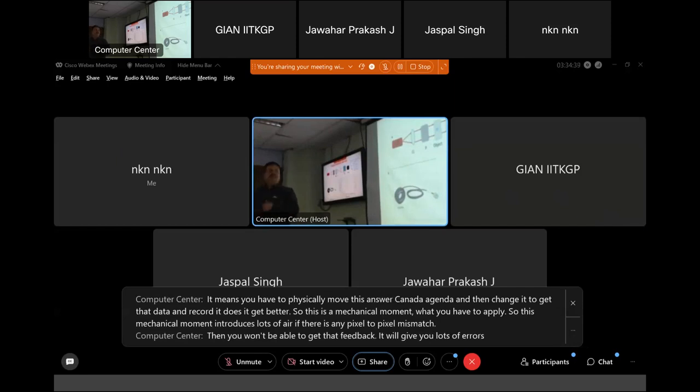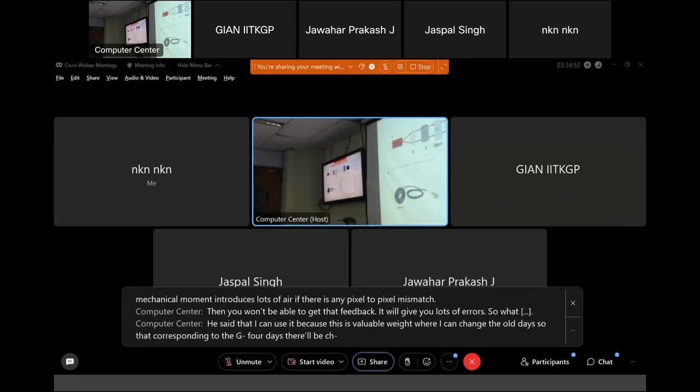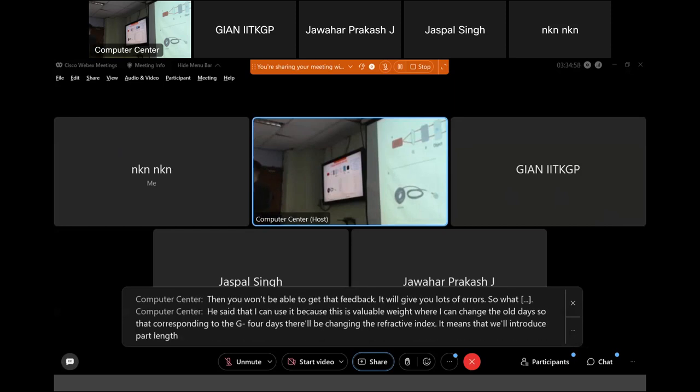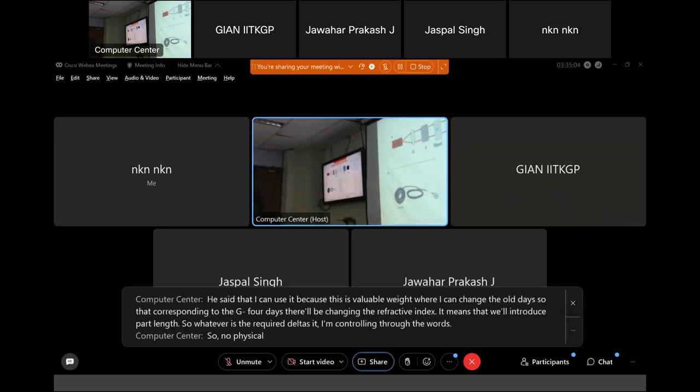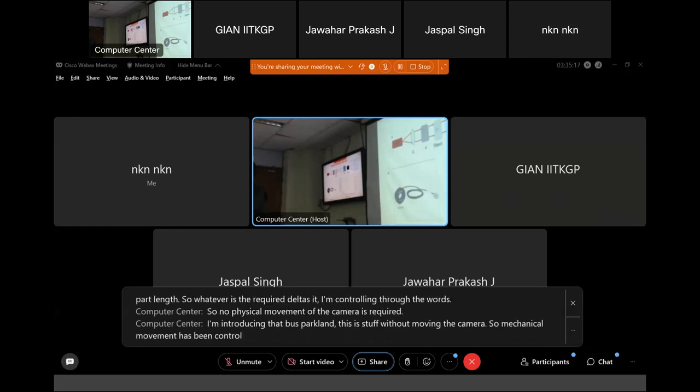So what my student did, he said that I can use a liquid crystal variable plate where I can change the voltage, so that corresponding to the change of voltage, there will be a change in the refractive index. It means that will introduce path length. Whatever the required delta z is, I'm controlling it through the voltage. So no physical movement of the camera is required. I'm introducing that much path length to the system without moving the camera. So mechanical movement has been controlled here, and then we can record it.